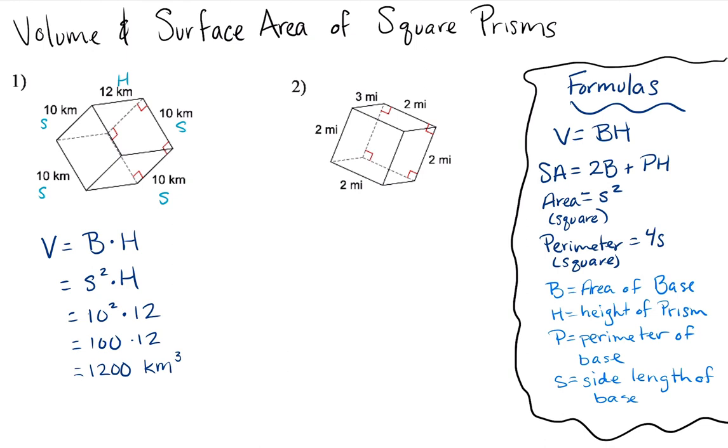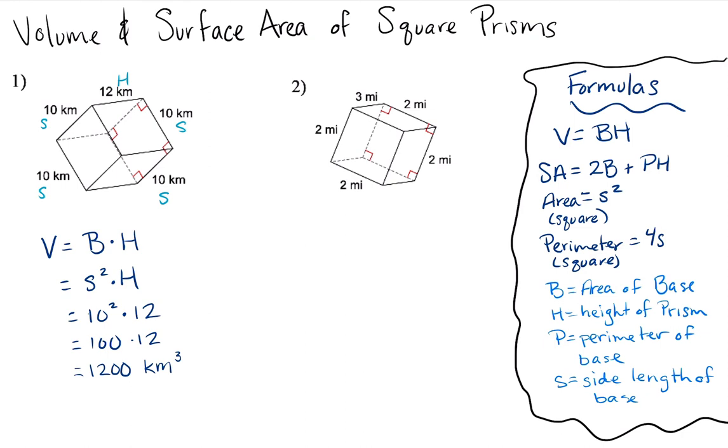This is a three-dimensional figure, so when we're calculating volume, think about little squares, a bunch of tiny little squares that are filling up this shape here. They're 1 kilometer by 1 kilometer by 1 kilometer, perfect little cubes that are filling up this square prism, and it's going to take 1,200 of them to complete that job.